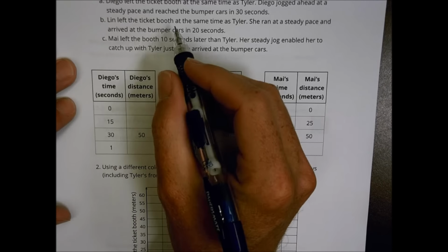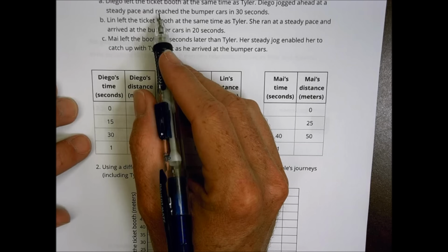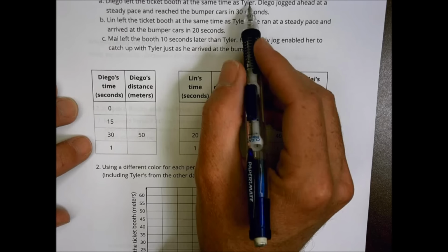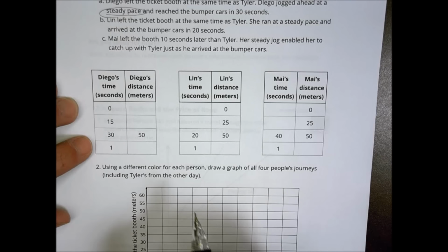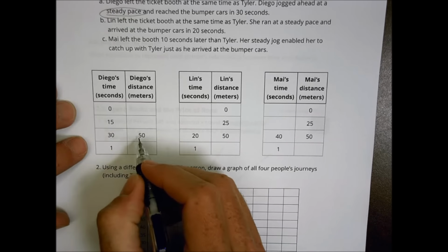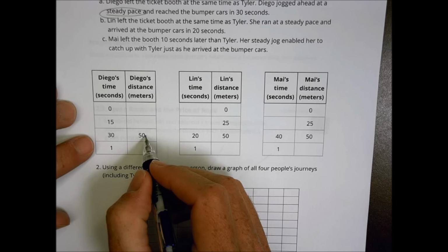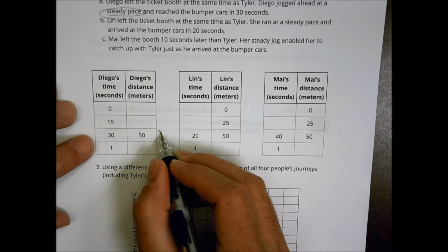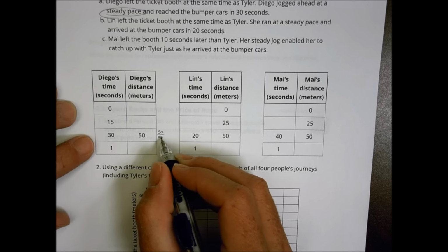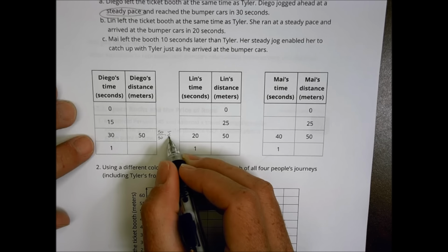So let's first take a look at Diego. It says that Diego left the ticket booth at the same time as Tyler. He jogged ahead at a steady pace and reached the bumper cars in 30 seconds. So he has a steady pace and he gets there in 50 seconds. Because it's steady, we can find his constant of proportionality. 50 divided by 30 is 5/3.